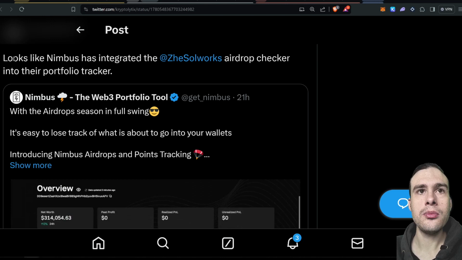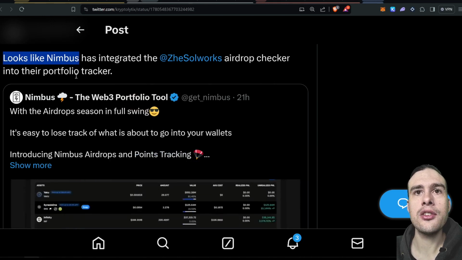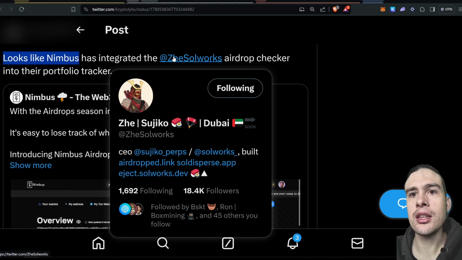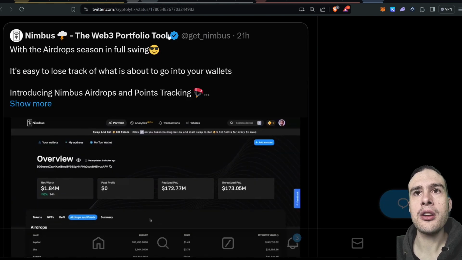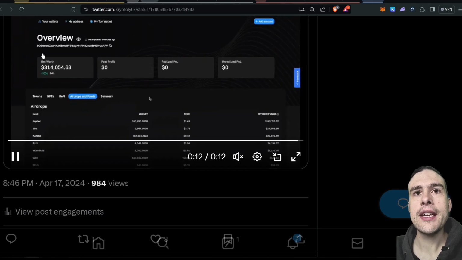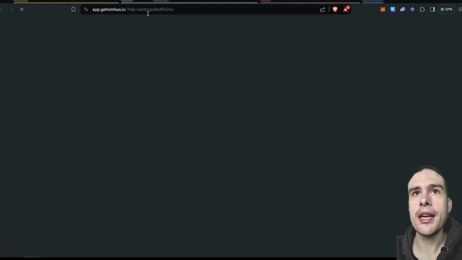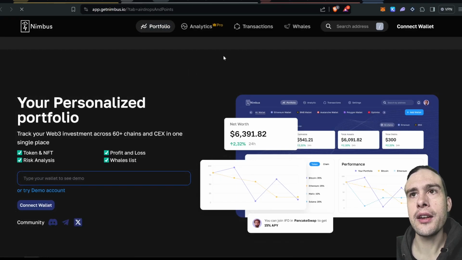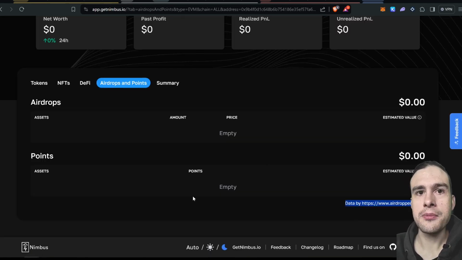Now, on to more news. It looks like Nimbus has integrated JitoSOL's airdrop checker into their portfolio, which is airdrop.link. If you have a look at Nimbus, you can see their Web3 portfolio tool, which shows you things you've got in DeFi and all that sort of stuff. They're tracking points now, and the way they're doing it is using the API from airdrop.link. How did I find that out? Pretty easy. Right there, data from airdrop.link. So that's the points and stuff like that.